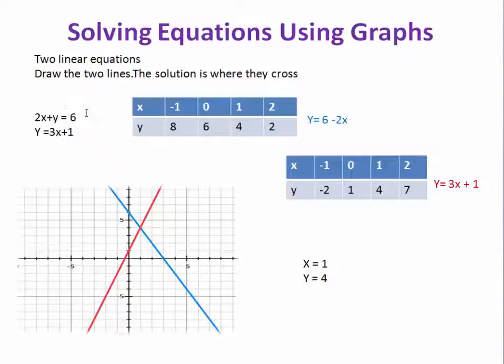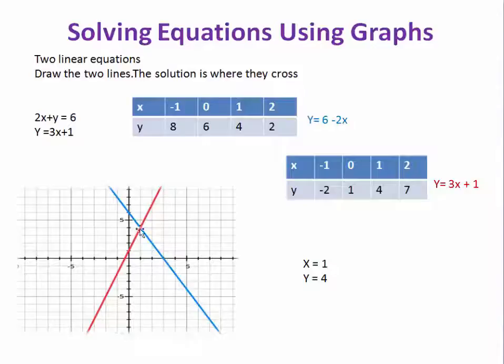We can be given two linear equations, and for these make up two tables. X -1, 0, 1, 2, try and keep it as simple as possible. Then put the x into our equation, so x into this equation or this one here, which I've rearranged to y equals 6 minus 2x. So when x is -1, y is 8. So this would be -1 multiplied by -2 is 2, 2 plus 6 is 8. When x is 0, the y is 6, and so forth.